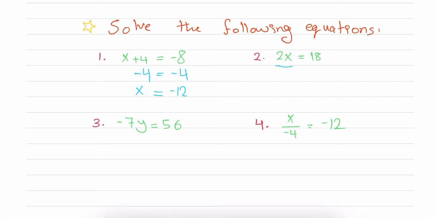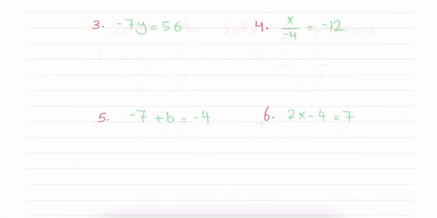Divide by 2, maybe written over 2 like this, and 18 divided by 2 like this. So 2 divided by 2 is 1x, and as we agreed in algebra, we can write just x. 18 over 2, this would be 9. Question 3. Negative 7y equals 56.